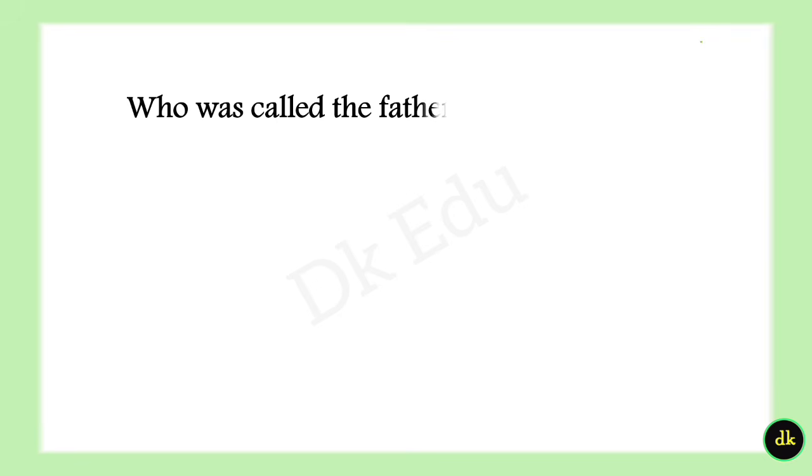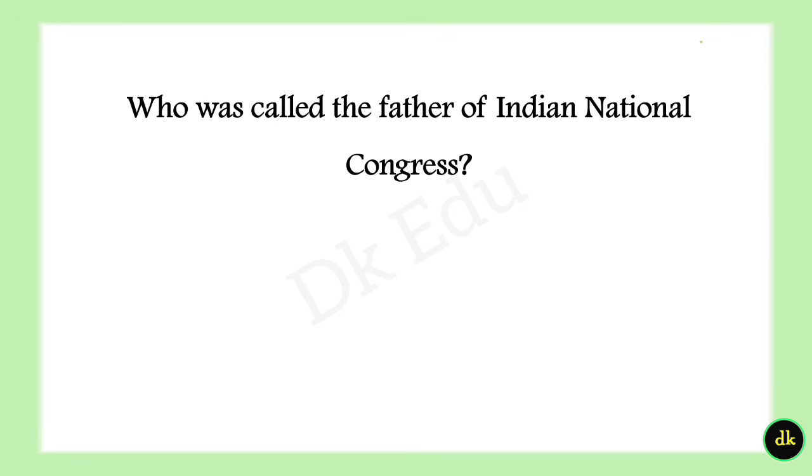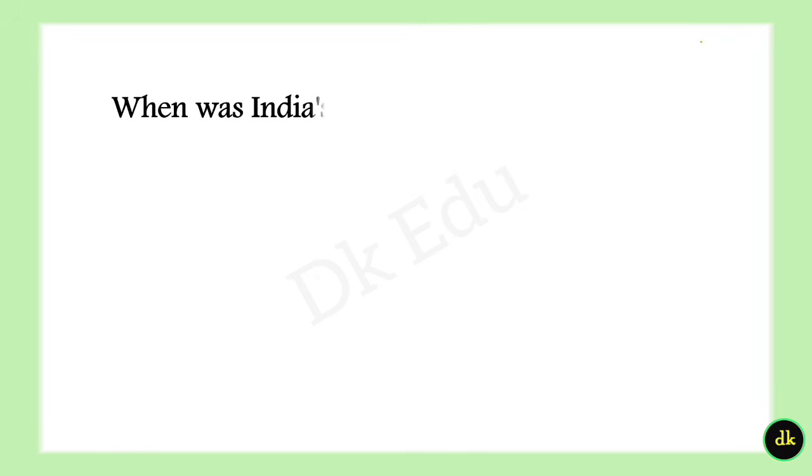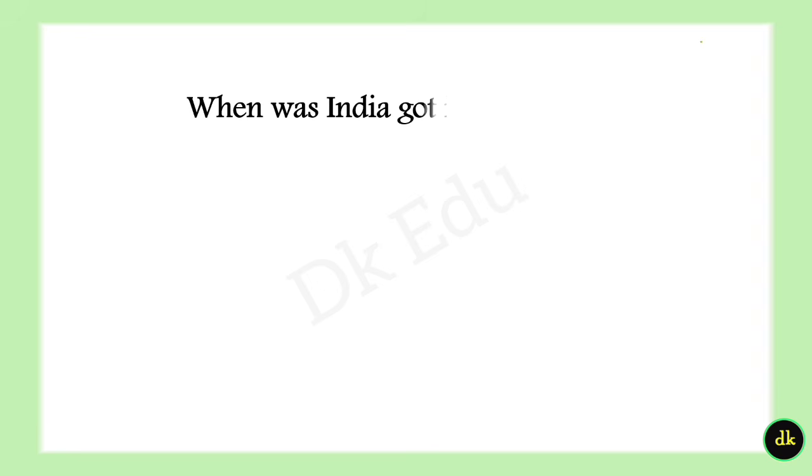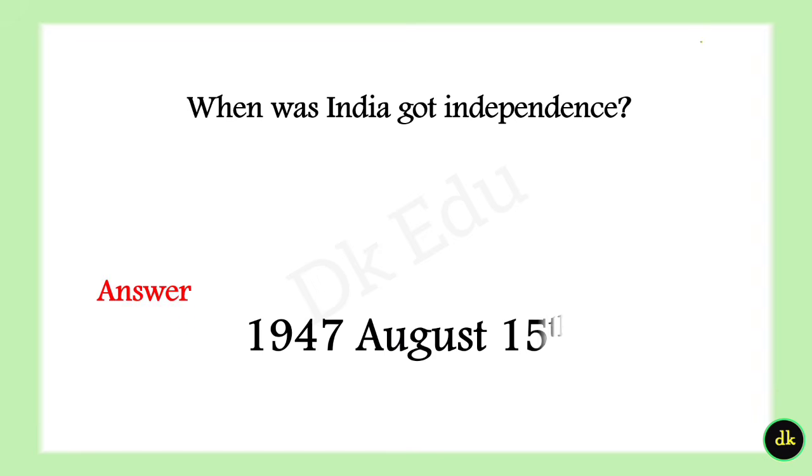Who was called the father of the Indian National Congress? Answer: A.O. Hume. When was India's first five-year plan launched? Answer: 1951. When did India get independence? Answer: 1947, August 15th.